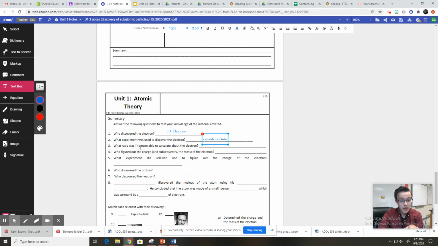Now, what ratio was Thomson able to calculate? Now, he didn't have an experiment. He didn't have the apparatus to be able to tell us the exact charge and the exact weight of an electron, or the exact mass.